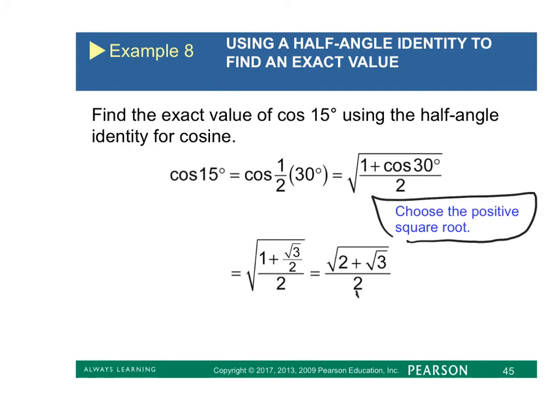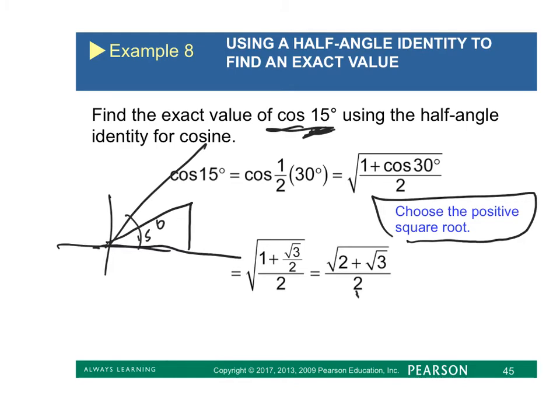Oh, probably because the original cosine was in quadrant 1. Yeah. That's quadrant 1. Think about it. If that's 15, that is half of 30. 30 is also in quadrant 1. Yeah, quadrant 1. That's why we choose the positive.